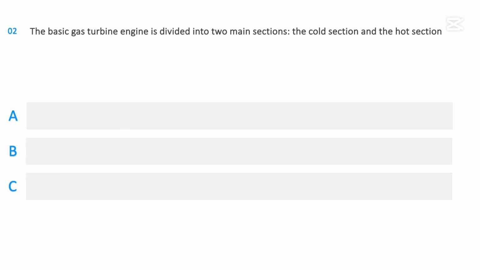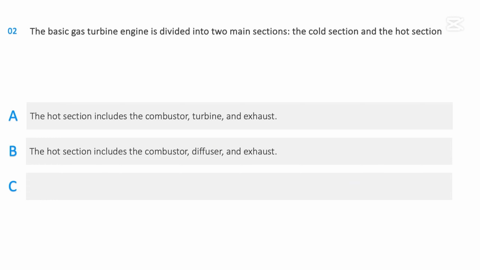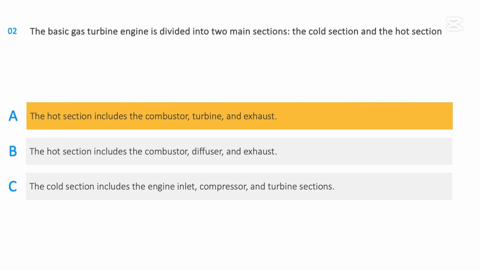The basic gas turbine engine is divided into two main sections, the cold section and the hot section. The hot section includes the combustor, turbine, and exhaust. The hot section includes the combustor, diffuser, and exhaust. The cold section includes the engine inlet, compressor, and turbine sections. The correct answer is: the hot section includes the combustor, turbine, and exhaust.